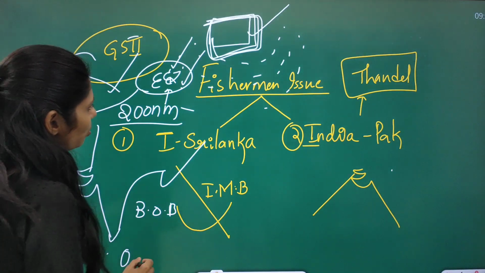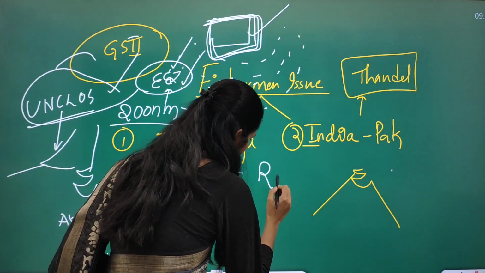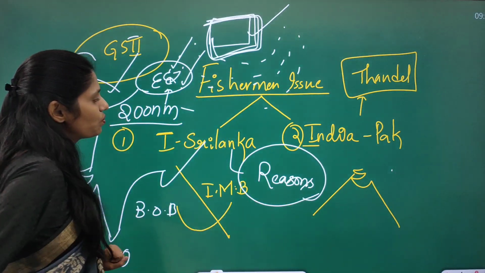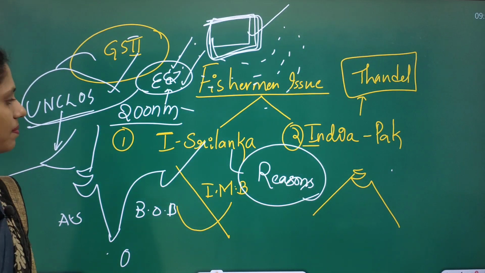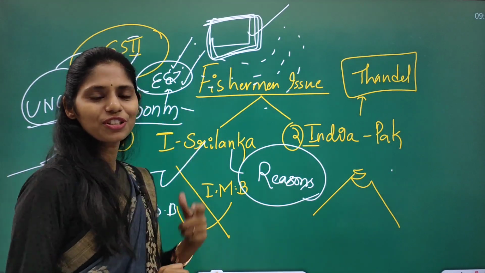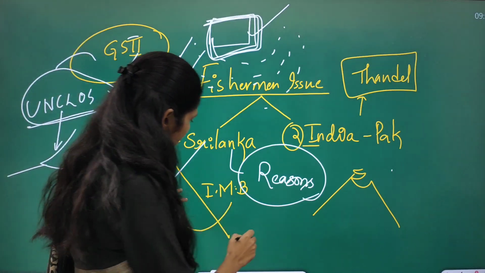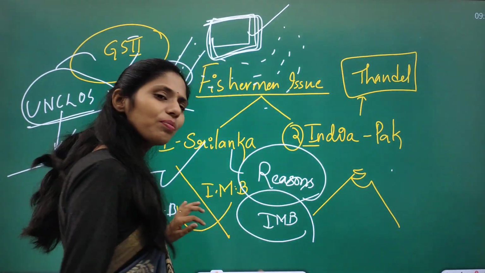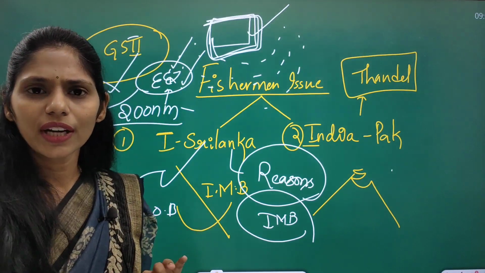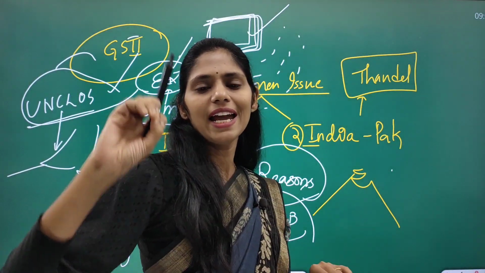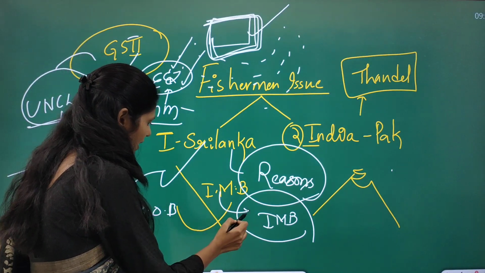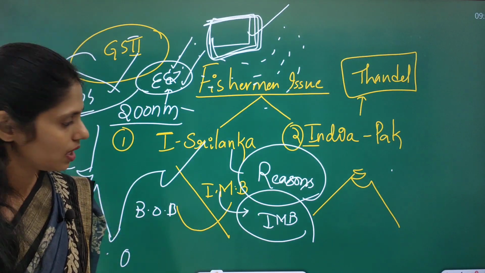And you have to know what the reasons are. What are the reasons for this India-Sri Lanka fisherman issue? What is this international maritime boundary? And apart from this, there are many small islands that are located there. So what are those islands and what are the issues of those islands? So this is about the international maritime boundary.